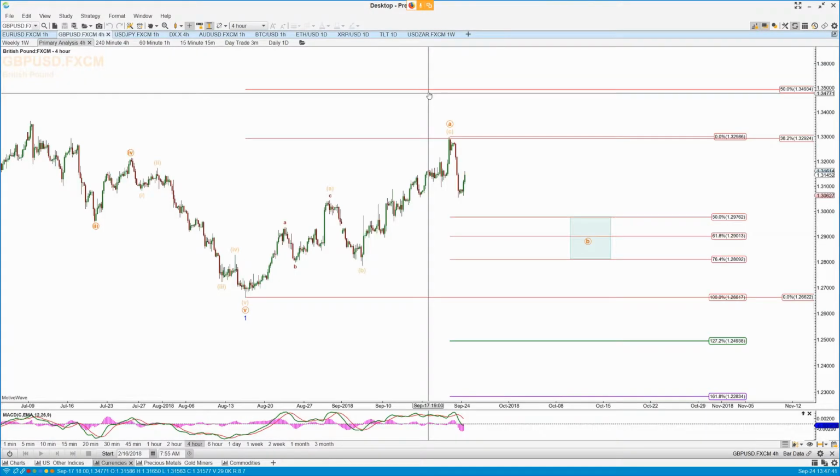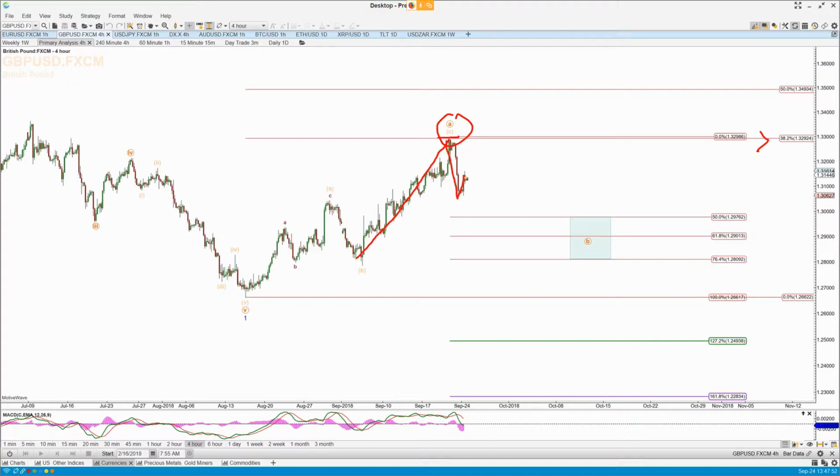UK cable, so what I think we've got is this A wave in here of the 2, and that was picture perfect into the 38.2, and it hit the 1618 for this ending diagonal here. 5 down, I'm looking for the 2 back before we get the 3, 4, 5, probably down here to the 764 for this B wave.